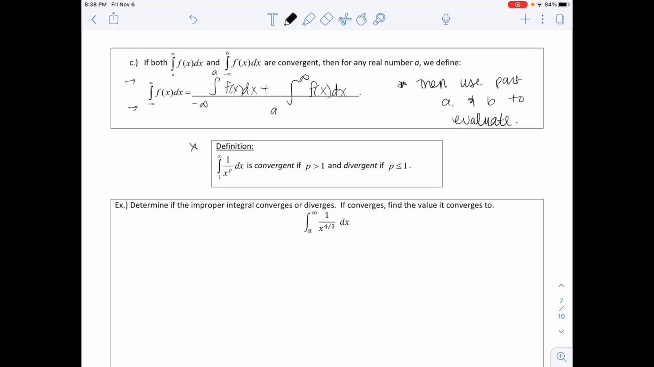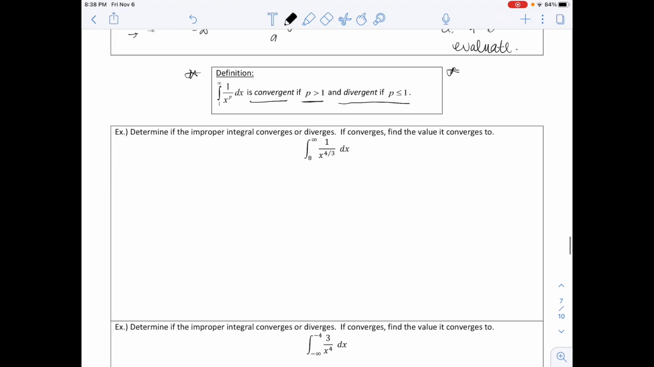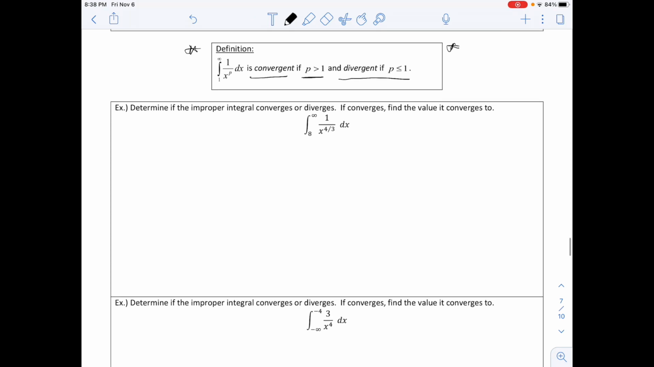The next definition that we have is that the integral from 1 to infinity of 1 over x to the p dx is convergent if p is greater than 1 and divergent if p is less than or equal to 1. This is definitely something that you can use to help you solve these problems faster. A lot of times students forget that they have this tool in their pocket to use. So we'll talk about what happens if you forget about it, and then a way to shortcut your answers.